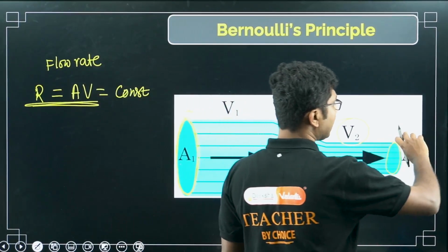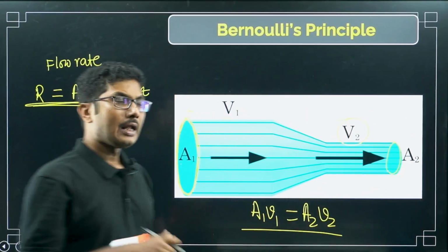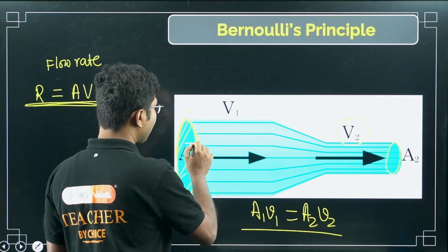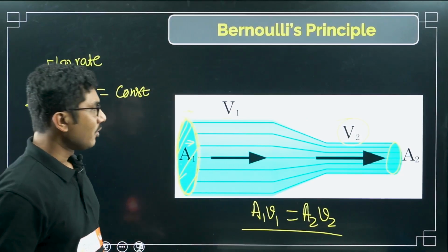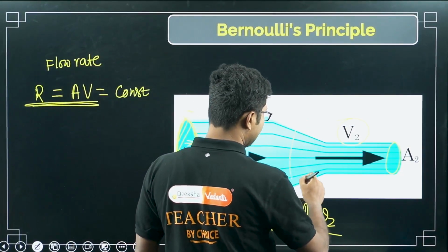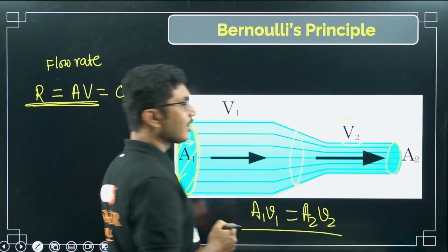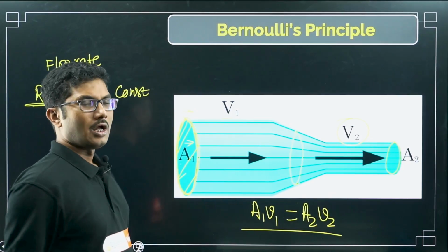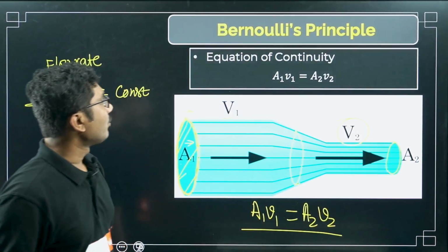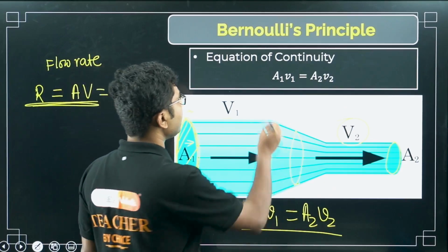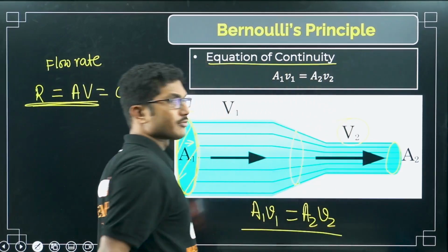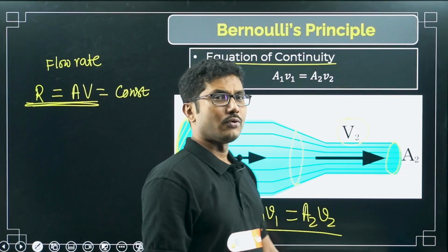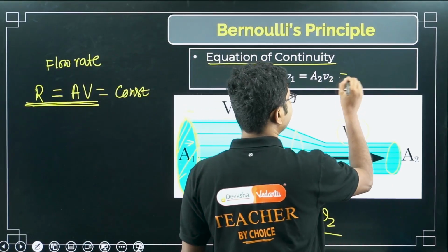Suppose this goes on and becomes smaller, then bigger; in every case the area times the velocity will be constant. As you can see, the area is changing, so velocity will also change. Area times velocity will remain constant at any point in the fluid motion. So this is called the equation of continuity. The term R equals A times V is called flow rate. This is constant.